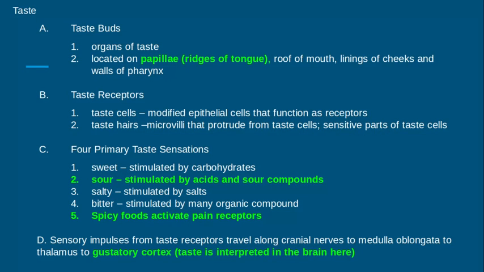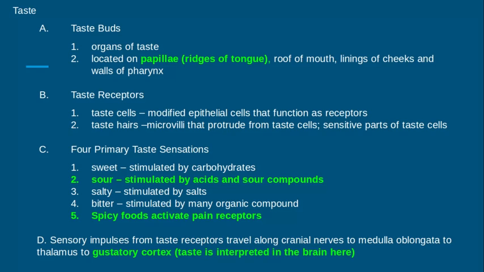Okay, taste is next. So you have taste buds. They're located on the papillae. These are the ridges of your tongue, the roof of your mouth, linings of cheeks, and walls of your pharynx. Your taste receptors, so you have taste cells and you have taste hairs. I don't think you have to fill anything out on this little part, but it's modified epithelial cells that act as receptors, and then your hairs are little microvilli that protrude from your taste cells. These are like the sensitive parts to the receptors.